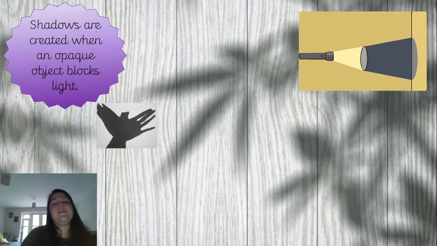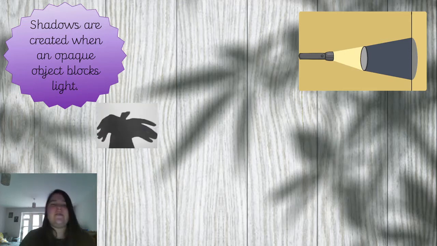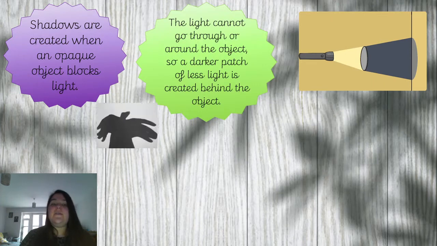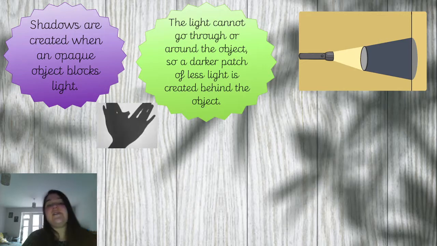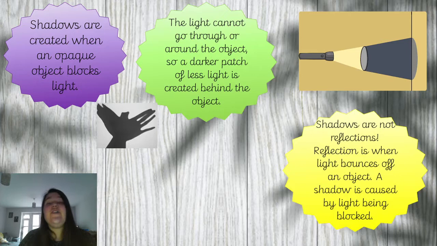Right, so shadows are created when an opaque object blocks the light. So when we say opaque, it means that it is solid. You cannot see through it. When something is opaque, no light can go through it, so you cannot see. The light cannot go through or around the object, so a darker patch of less light is created behind the object. Shadows are not reflections.